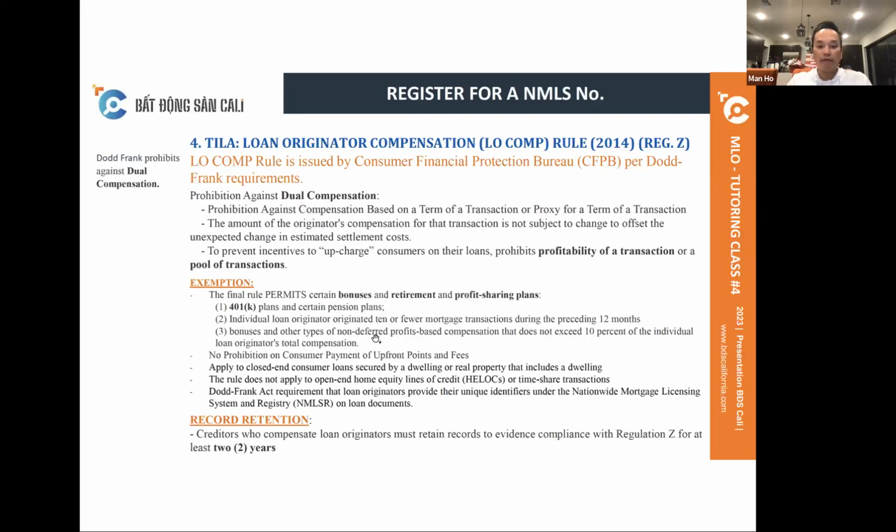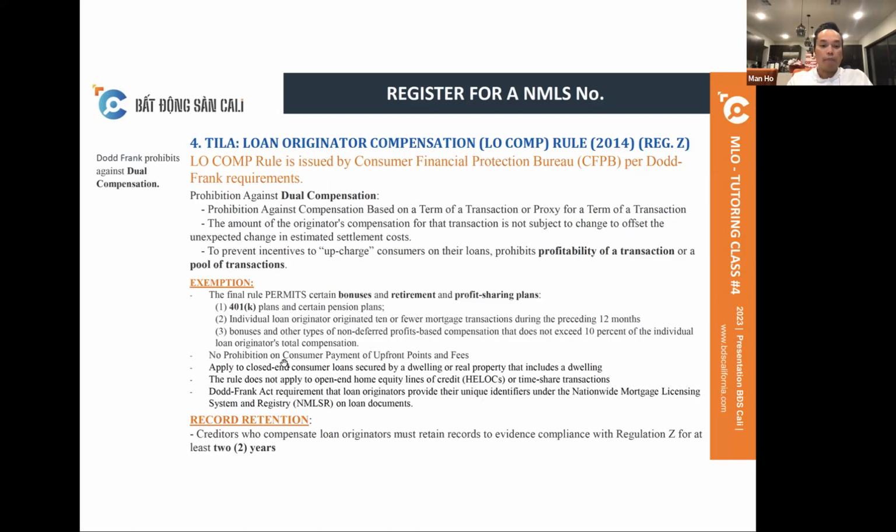Bonuses and other types of non-deferred profit-based compensation that does not exceed 10% of the individual loan originator's total compensation. Let's say in the past 12 months you make $100,000. Your additional bonus and compensation cannot be greater than 10% of that amount. You cannot go over to like $111,000. You can reach the max of $110,000, that's fine, but you cannot go higher than that. So the compensation cannot be greater than 10%. Take a note of that.